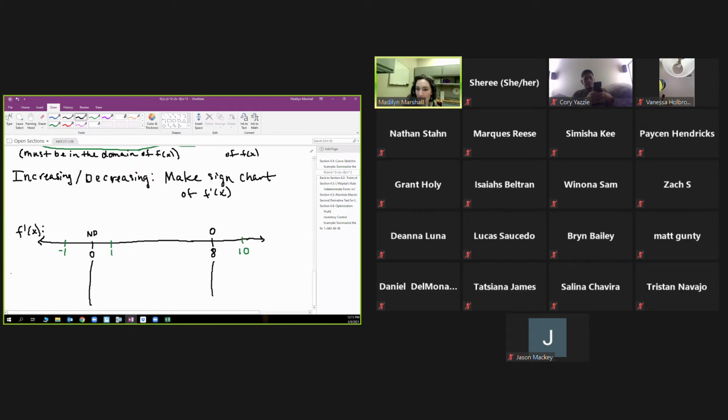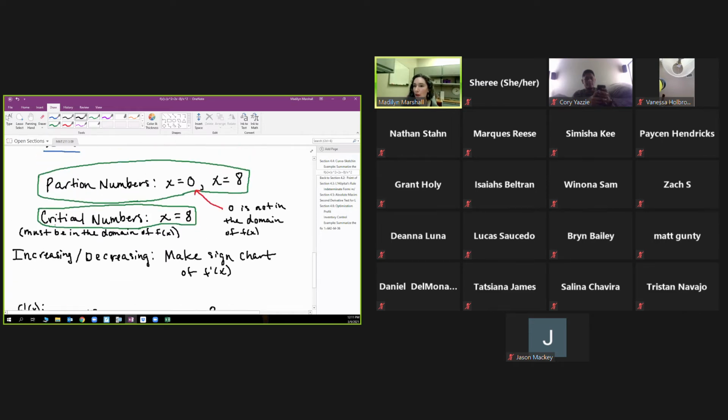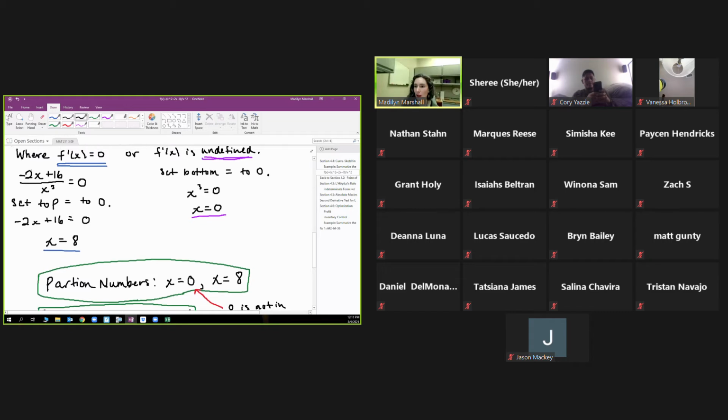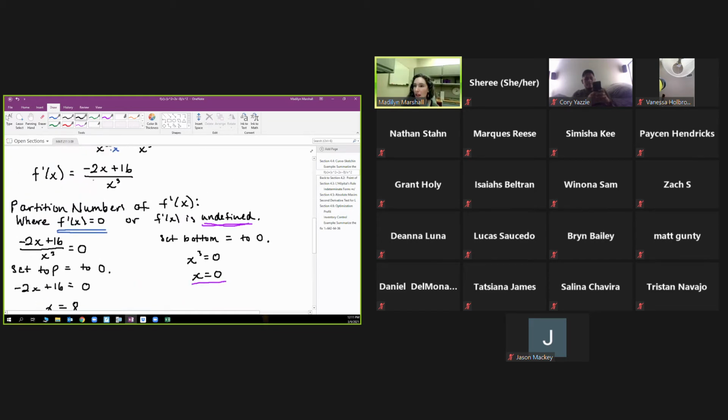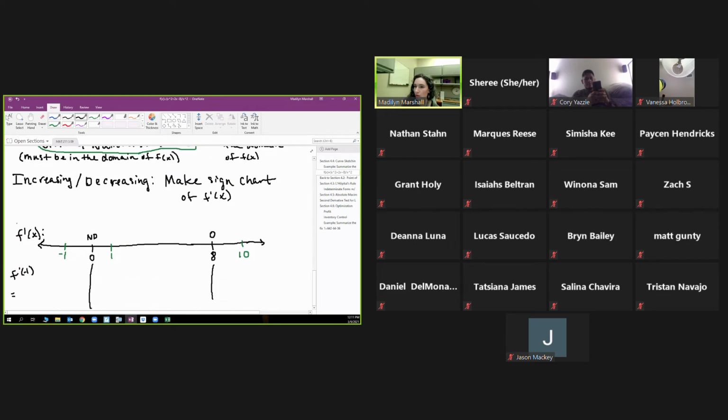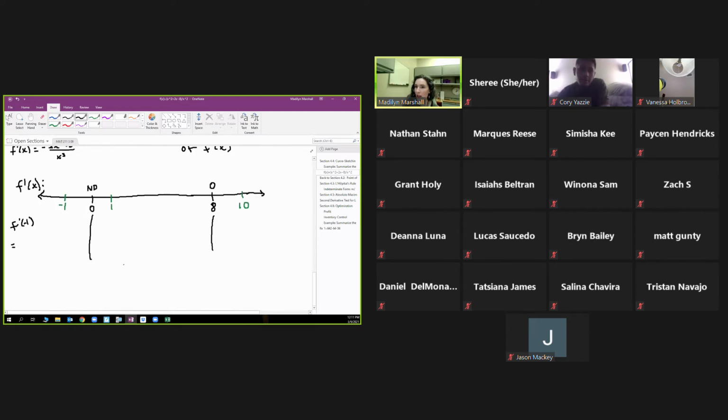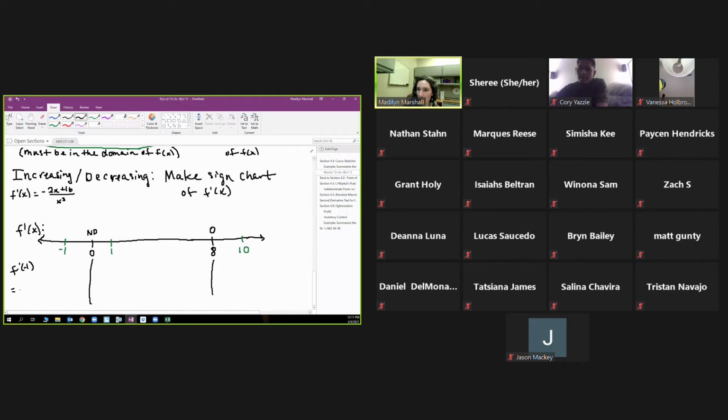So we're plugging those all into the first derivative, which was -2x plus 16 over x cubed. And I'm just going to write that right here so it's handy. And you can just plug these into a calculator if you prefer. You don't have to do that by hand.